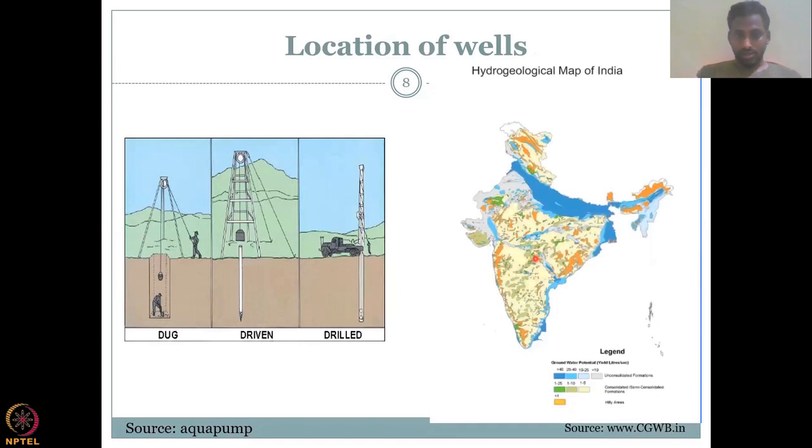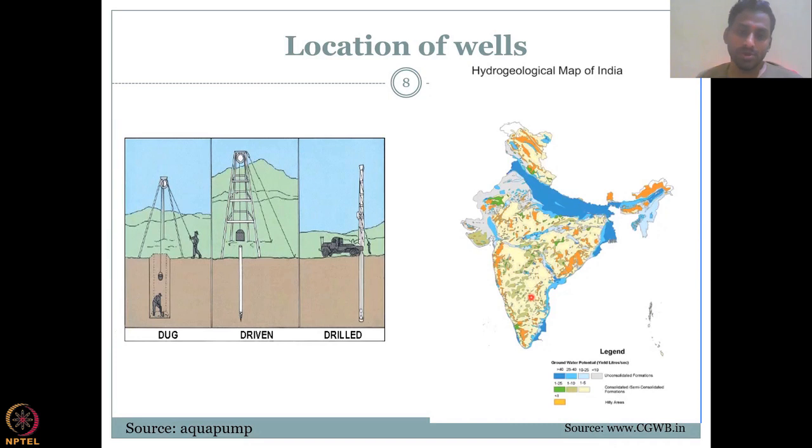So the location-wise is also important to understand where these types of well formations, I would say, or well constructions happen. And mostly the dug wells happen along the shallow aquifers. And the shallow aquifers mostly are present in the unconsolidated formations. So along these blue areas, and also in most of the Indian regions with shallow aquifer, where shallow is enough, they would use dug wells. The driven wells are used across India.